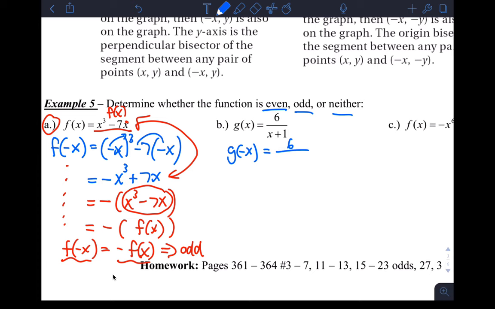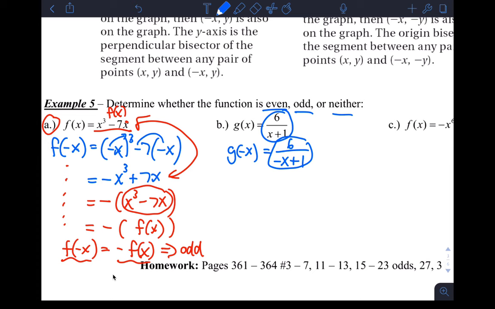I get 6 over negative x plus 1. Now this is not the same, I can't factor out a negative at the bottom and make the function somehow look like the original function. There's not really much I can do there. And also, the function doesn't look like the original function. So it's definitely not even, right?